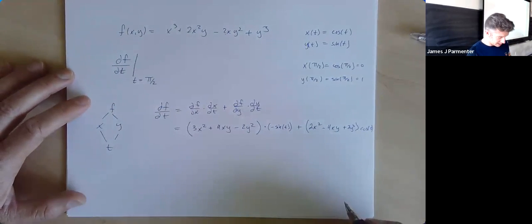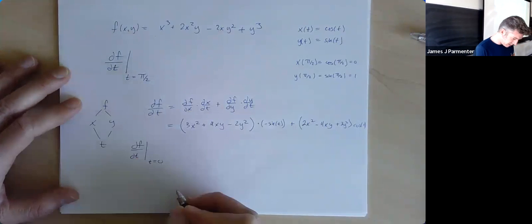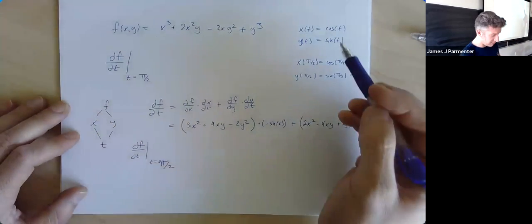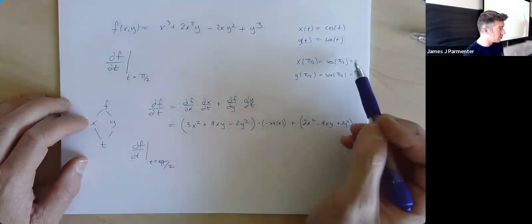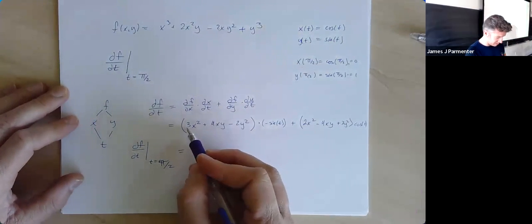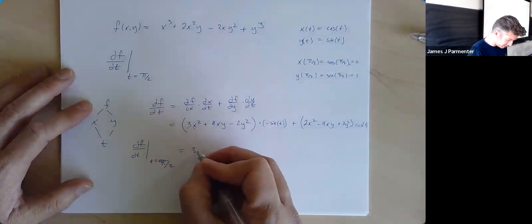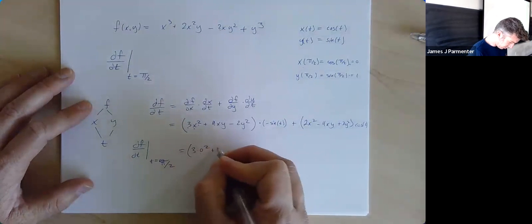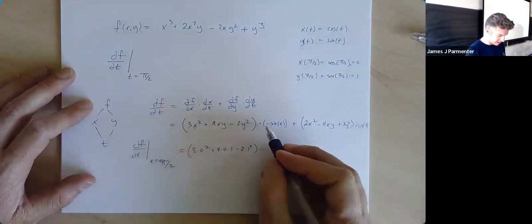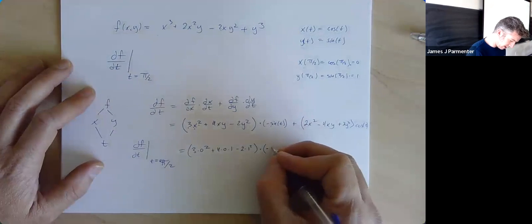And now let's be smart and see what happens when we start plugging in. So if I do df dt evaluated at t equal to pi over 2, I know that if I plug in pi over 2 for t, x is going to equal 0 and y is going to equal 1. I don't want to actually write 3 times cosine of t squared. That's more work than I have time to do. I'm just going to write 3 times 0 squared plus 4 times 0 times 1 minus 2 times 1 squared, times negative sine of pi over 2, which is negative 1. You could write negative sine of pi over 2, but I know it's negative.